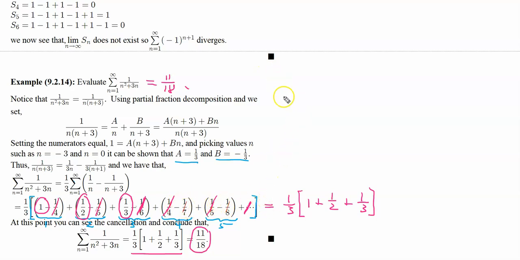Now with the prior example we looked at with the summation of -1 to the n plus 1, if you look back at that, you'll see that these terms at the end were not going to 0, so that's why your nth partial sum diverged in this case.